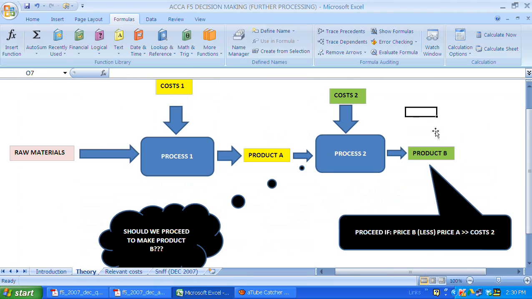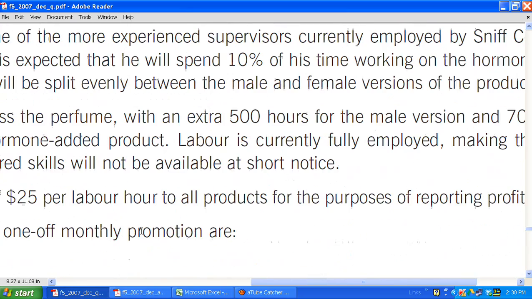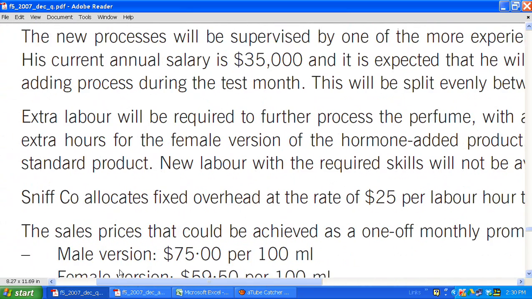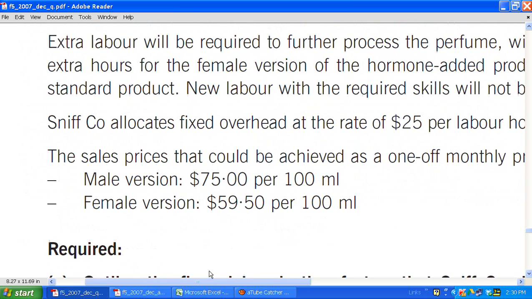Remember, what we're trying to do is find the revenue from B, which is the total sales volume times the quantity. So we've obtained the sales volume, 202 and 808. We now need to figure out the rate when we've added the hormone. So where am I getting those figures? Those figures are at, remember, please download the copy of the paper.